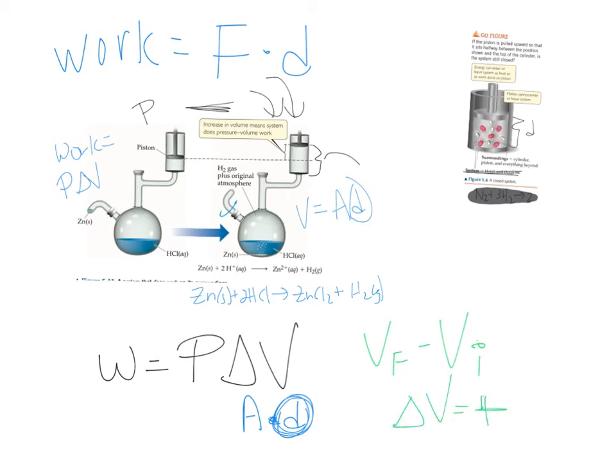I'm going to write a plus because our final volume is bigger than our initial volume. And in this case, the system did work because the gas was created and it pushed up. So when work is done by the system, work is going to be positive. And I believe you have that on your little chart at the top of page 6.